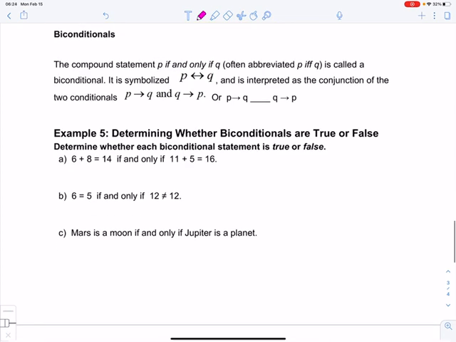The next thing we're going to talk about is biconditionals. And biconditionals are super fun. They look more intimidating than they really are, but they are actually really, really fun.